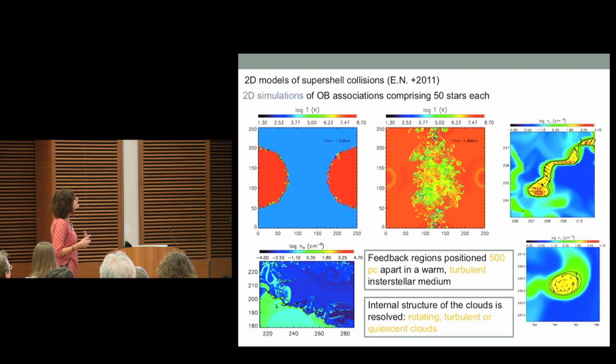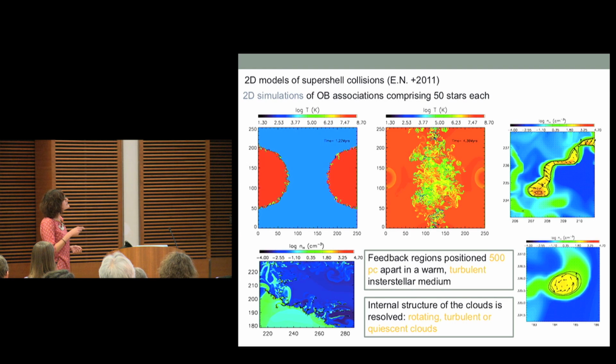So what we did there, and this is very similar to what I'm going to talk about later with 3D, we placed two feedback regions in a box, 250 parsecs apart. So you have small spheres, in this case circles, in which the feedback from 30 stars is simulated. This is based on stellar population synthesis models, so you have the stellar winds and the supernova explosions as a time averaged feedback.